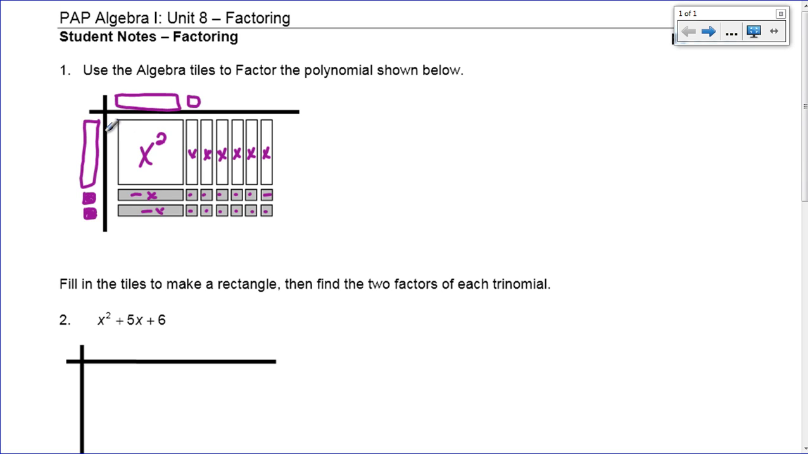And so here's how I test it. This x times this x made x squared. And then this x times this 1 has to give me a positive x, which means this has to be a positive 1. And we'll double check and make sure it works out in a minute, but you'll see that when I do this negative 1 times this positive x, it makes a negative x. And so it takes care of that. And I need one of these little ones for each one of these x's. So I have 1, 2, 3, 4, 5, 6. So I need 6 ones right here.